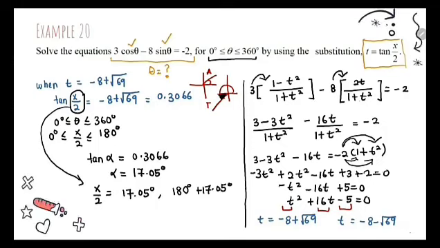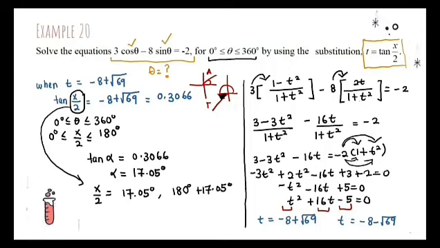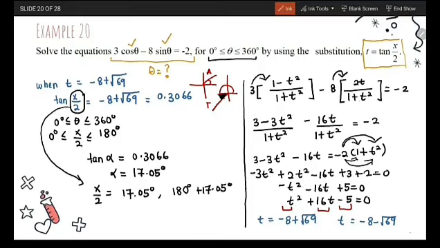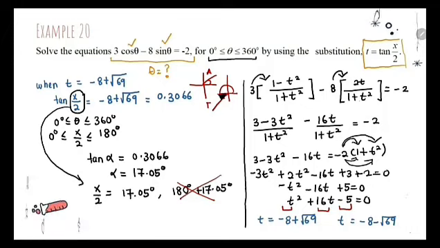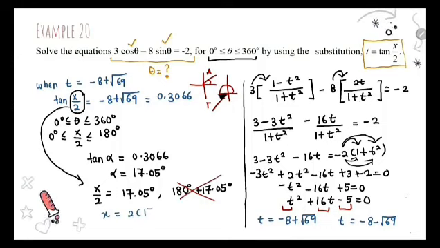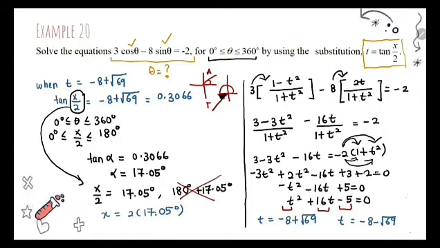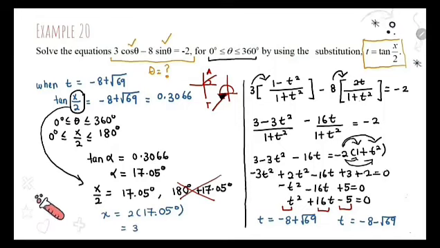So remember, our range is only up to 180, and the second answer here is exceeding our range of 180. So we're going to eliminate the angle in the third quadrant because it is not in the range. Therefore, there's only one answer. x is 2 multiplied by 17.05 degree. Okay, so 2 multiplied by 17.05 degree, we will be getting 34.1 degree.